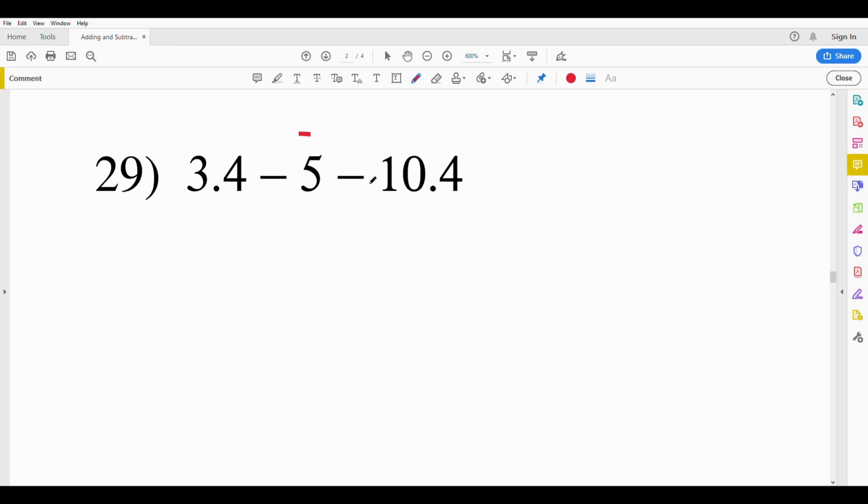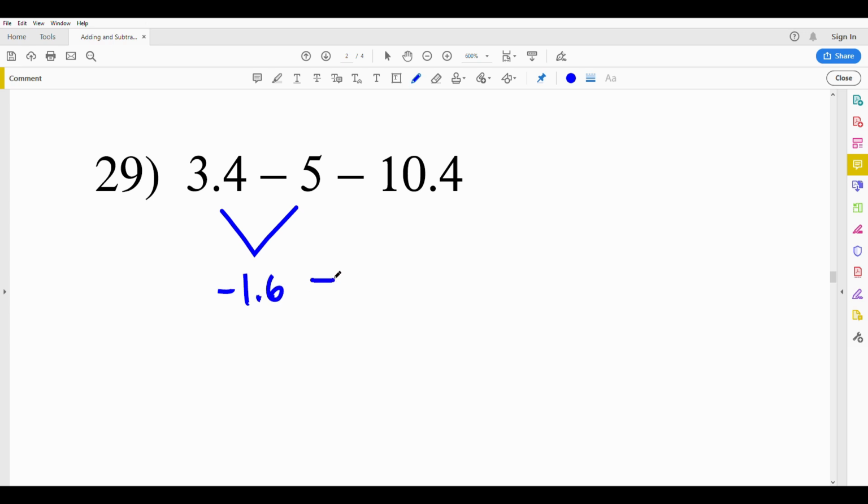Now sometimes I'll even rewrite all my subtraction as adding negatives just to keep track of it. But in this case, as long as we work left to right, we should be safe. So 3.4 minus 5, we're going into the negatives because 5 is a greater distance than 3.4 and we're taking that away. So 3.4 minus 5, quickly in our head, 5 minus 3.4 is going to be a 1.6, but remember, we're to the left of 0, so that's a negative 1.6.